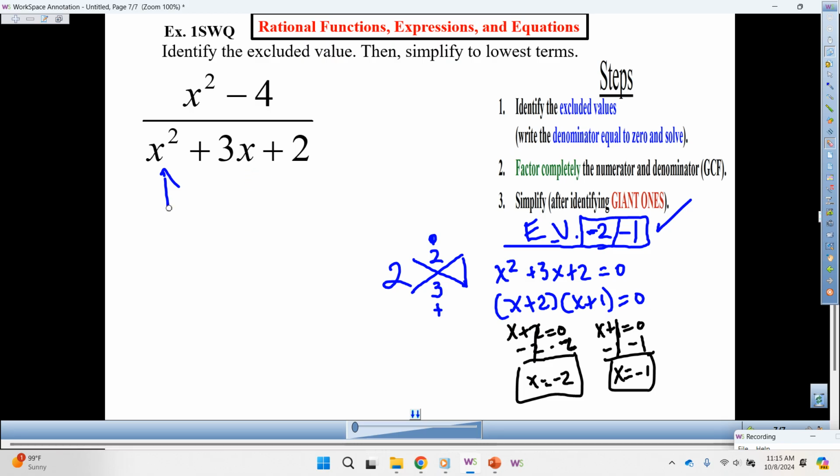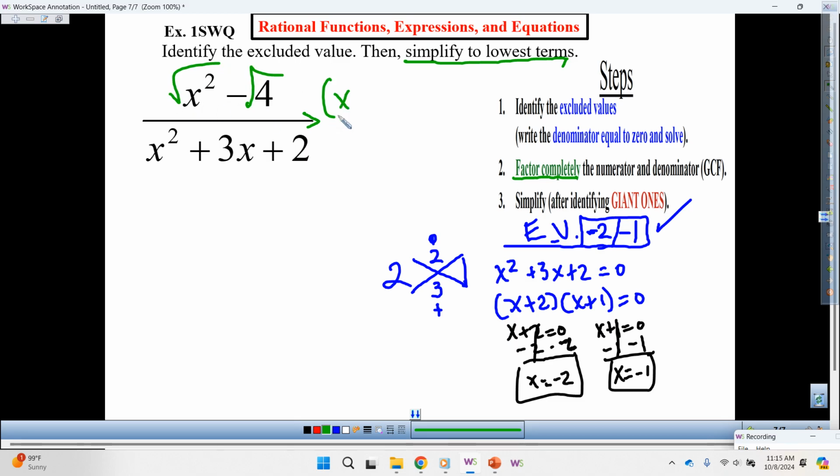Next, let's go to simplify. This is something totally different. What is it, Mr. Q? Simplify to lowest terms. What does this say? Factor completely. Let's go to the numerator. How do we factor this? In yesterday's video lesson, we said that what? Square root of this, square root of this. Therefore, this is x plus 2, x minus 2.